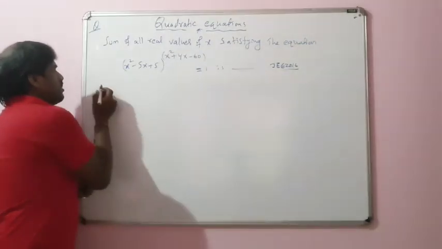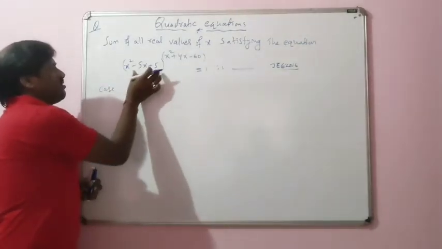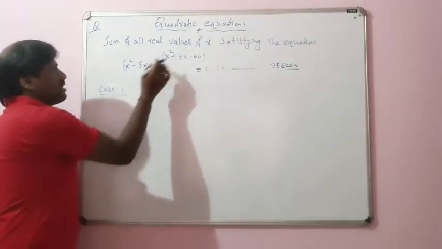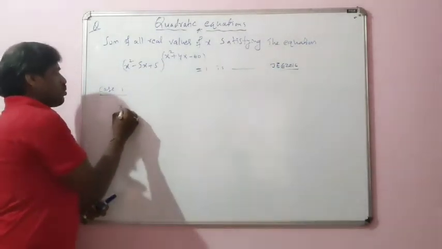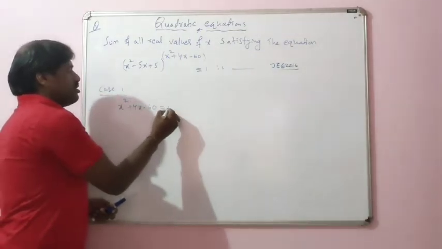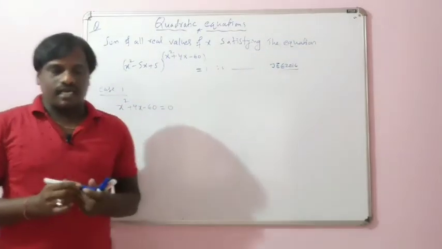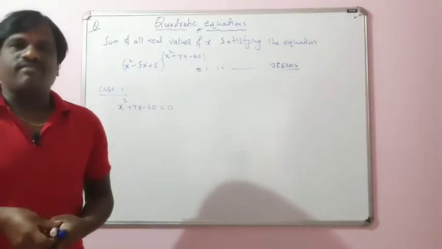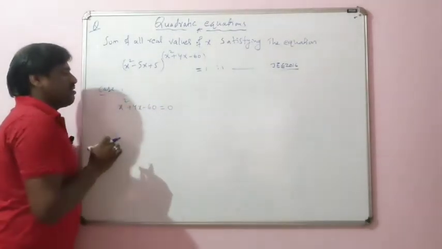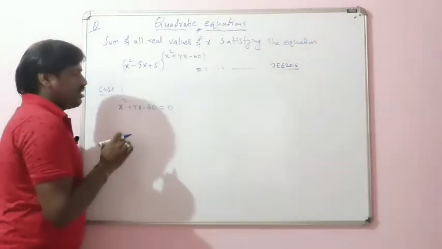Now you know that anything to the power of 0 is 1. It means in case 1 I can take the power, that is x square plus 4x minus 60, equal to 0. Because if I take anything to the power 0, that will be 1, right? So I can take x square plus 4x minus 60 equal to 0.